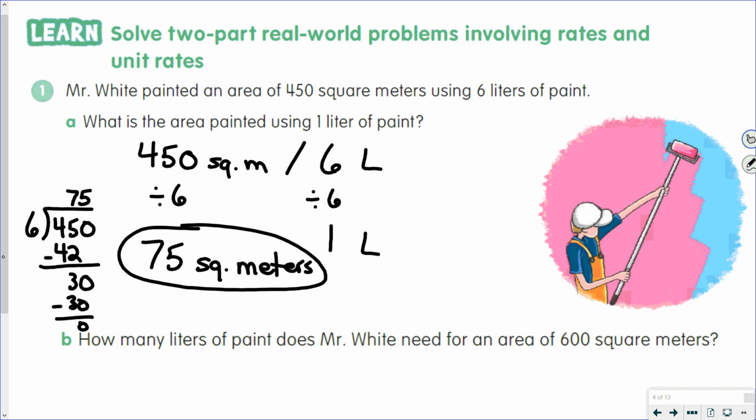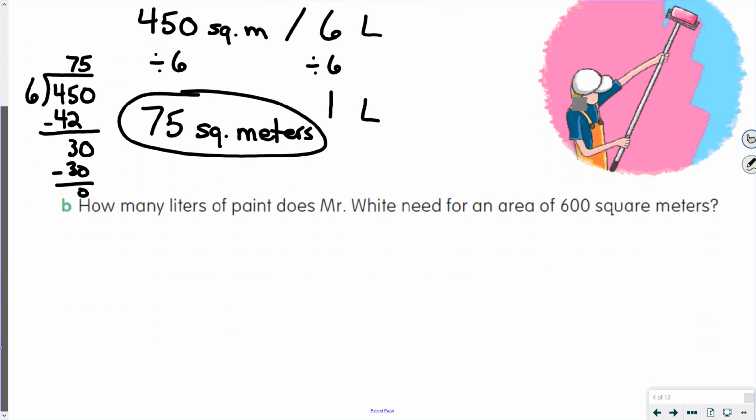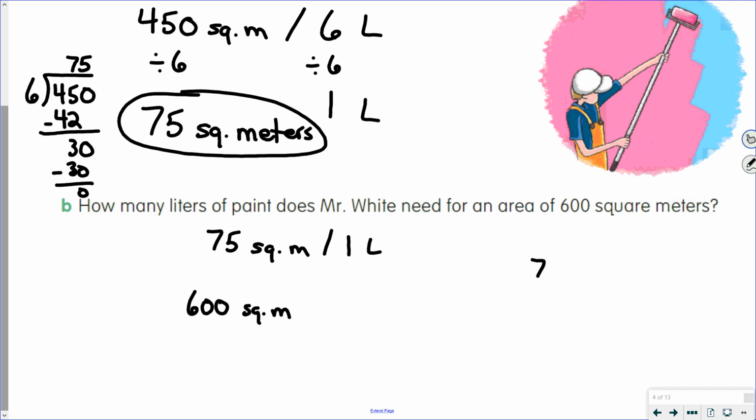So scroll down a little bit. So we want to know how many liters of paint Mr. White needs for an area of 600 square meters. So we know that it's 75 square meters per 1 liter based on our answer to part A. And we want to get to 600 square meters. Well, we got to figure out how to get from 75 to 600. A good way to figure that out is to do some division.